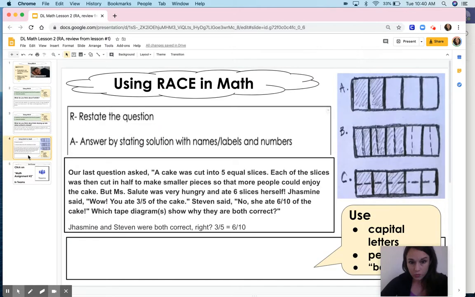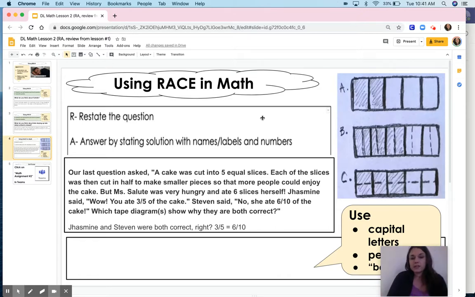Now today, your practice is going to be going back and looking at the first math question in the first assignment I gave you. Remember that there was a question about a cake being sliced up, and I ate a whole bunch of it by myself. I ate 6 slices by myself after it was cut up into tenths. And remember, you were shown these 3 tape diagrams, and you were supposed to answer which tape diagrams showed that both Jasmine and Stephen were correct. Because Jasmine said I ate 3/5. Steven said I ate 6/10. The question actually told you that they were both correct. But the reason that they're both correct is what you need to write about.